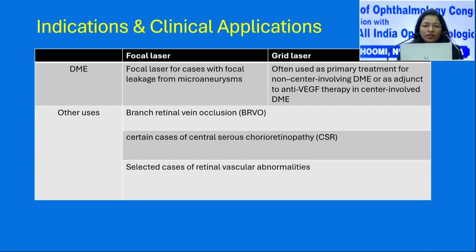If we talk about the indication and clinical application, the focal laser is usually done in DME, where we laser the microaneurysms in diabetic macular edema. In grid laser, we laser diffuse macular thickening, but obviously we avoid lasering the FAZ. Other uses are BRVO and some CSCR which have point leakages, and also selected cases of retinal vascular anomalies like hemangiomas.